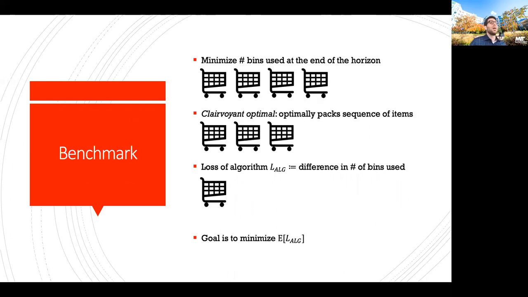Now, as I said before, the goal is to minimize the number of bins that are used over the course of the time horizon to pack all of the items. The benchmark that we compare ourselves to is the so-called clairvoyant optimal algorithm that knows the exact sequence of items that arrive over time and packs them optimally. Of course, we can never do better than this benchmark, but we can bound the expected difference between the number of bins used by us and the number of bins used by this clairvoyant optimal decision maker. We'll call this difference the loss of the algorithm, and our goal will be to have this expected loss be as small as possible.